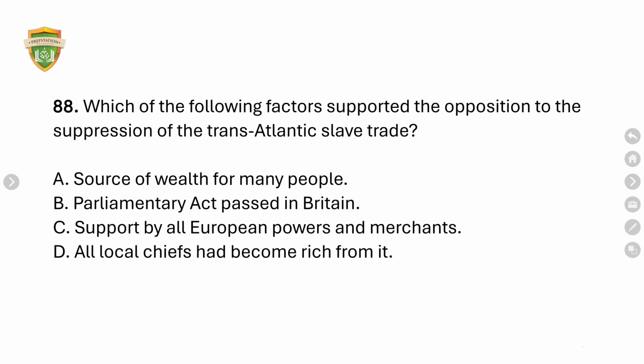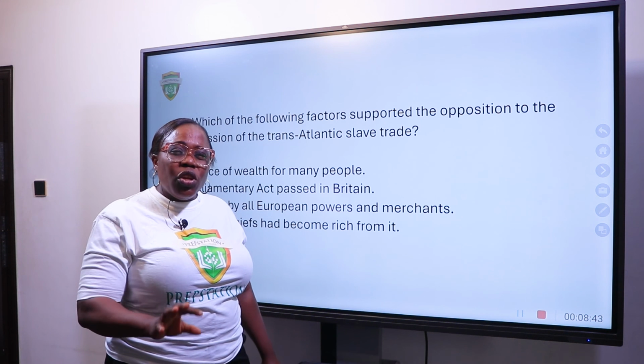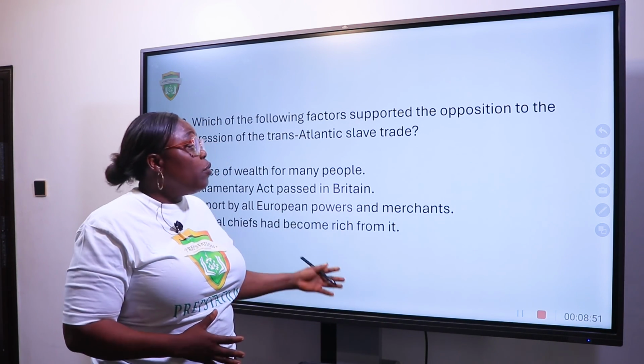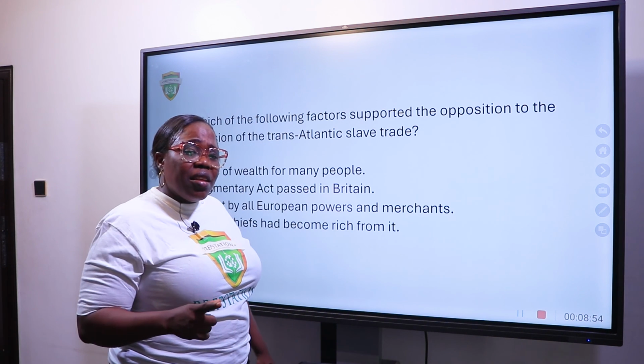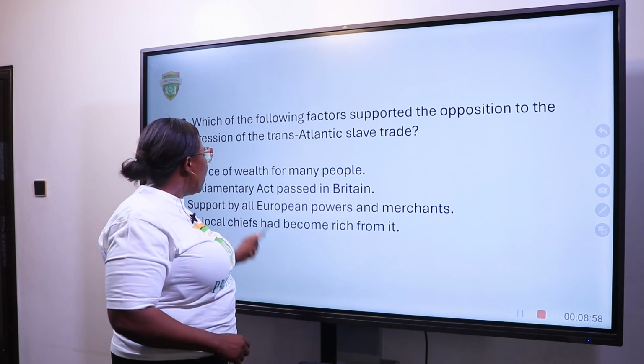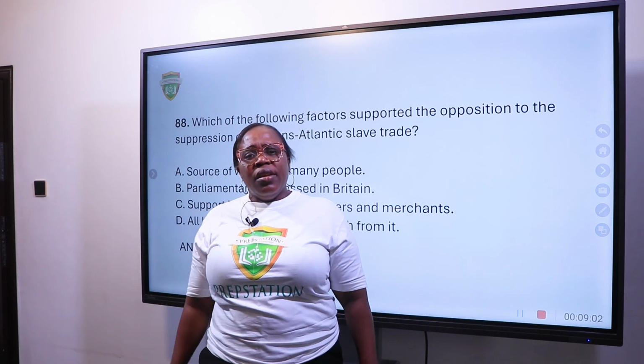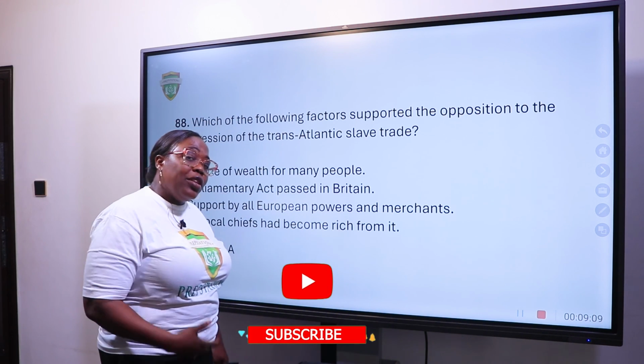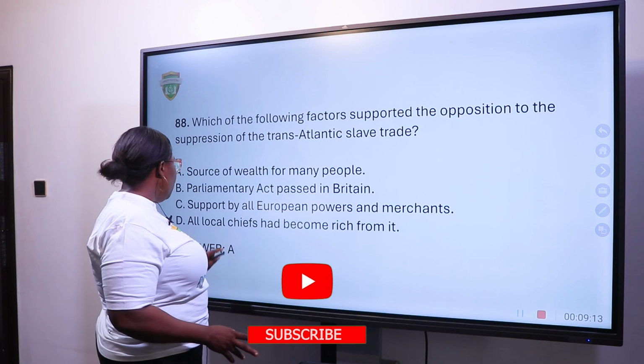Which of the following factors supported the opposition to the suppression of the transatlantic slave trade? Let's see. Sources of wealth. So, you see, sources of wealth for many people. One thing you need to understand: when acts and laws were being passed in parliaments to abolish the slave trade, one of the things slave owners were not happy about is that it served as a source of wealth to them. They didn't want it to end because they were making so much money, even when they were told that it was against humanity. So please take note. A is your answer.